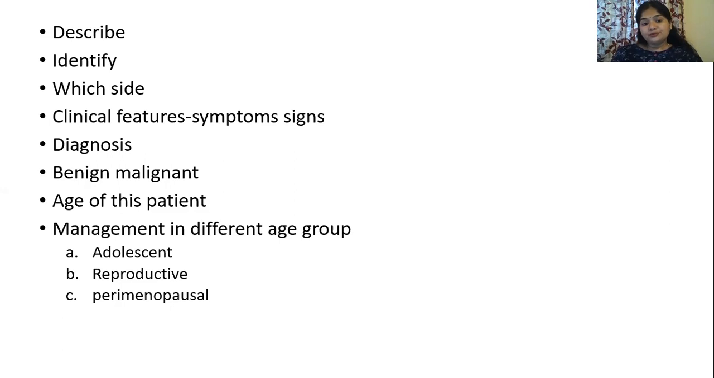Now coming to the perimenopausal age group. If the patient is perimenopausal, then you must rule out malignancy, even if it looks benign clinically, even if the sonography is showing benign features, even if it is unilateral and smooth. It is always better to rule out malignancy. So you are going to send the tumor markers. You will send CA125, CA19-9. So all these tumor markers are sent.